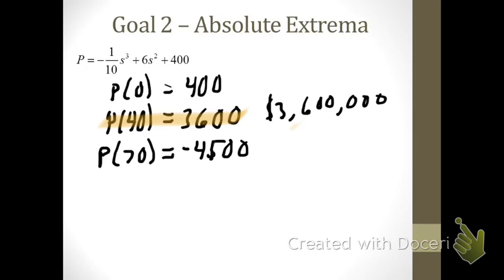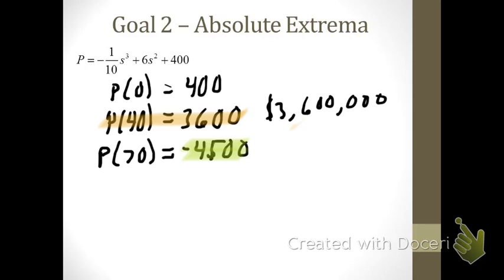Now, what I was referring to as interesting isn't necessarily that, but it's this fact right here. If they spent their entire budget that they set aside on advertising, they end up losing money. Okay? So that seems like a bad option for them. Our absolute maximum amount of profit ends up being $3,600,000.